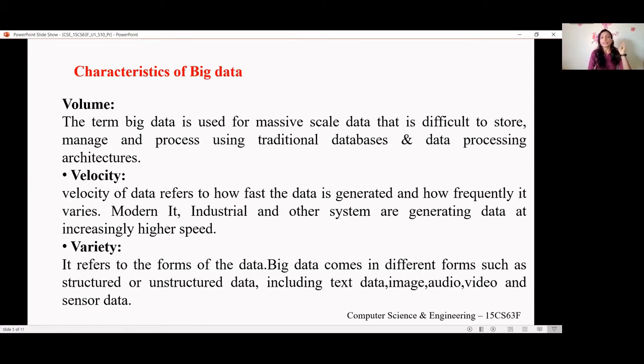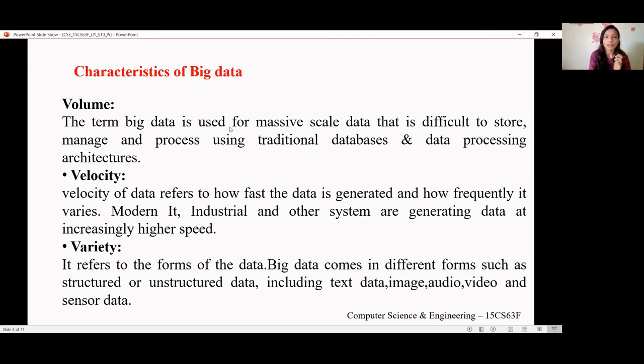There are three characteristics of big data. In the video it was four, but for your syllabus they have written three, so you have to write three only. First one is volume, second is velocity, and third is variety. Volume means size. How much will it be? In big data, lots of data will be there.